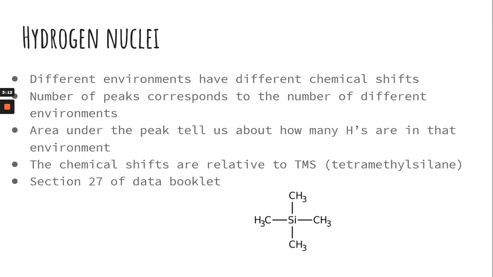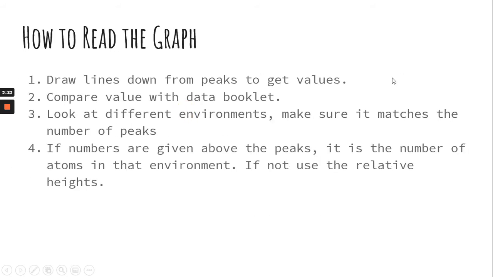You can see the data in section 27 of the data book. It gives you what those peaks would refer to, what type of environments would produce those peaks. So when you look at the graph, the first thing you need to do is draw a line down to see what the value is, and then compare that value with the data booklet. Look at how many different environments there are to make sure the number of peaks matches how many different environments there are in the structure. If numbers are given above the peaks, it's the number of atoms in that environment. So it's telling you how many hydrogens are in those environments.